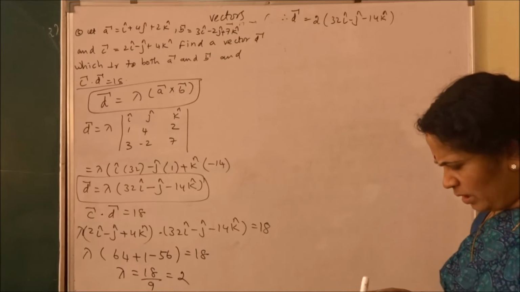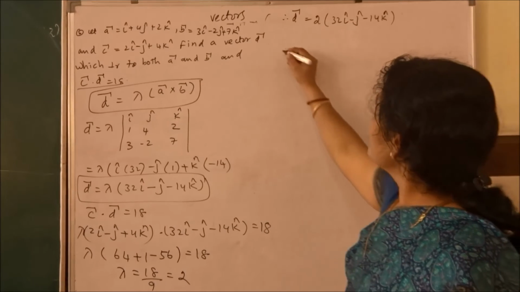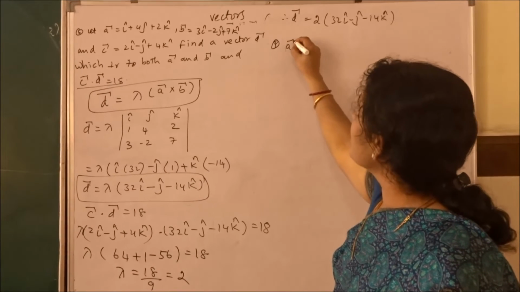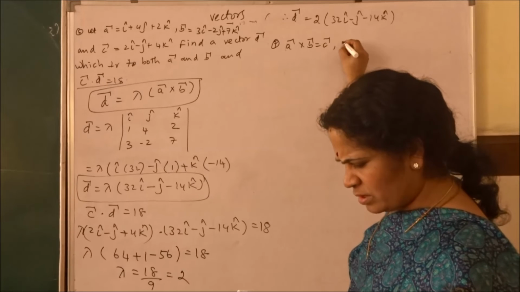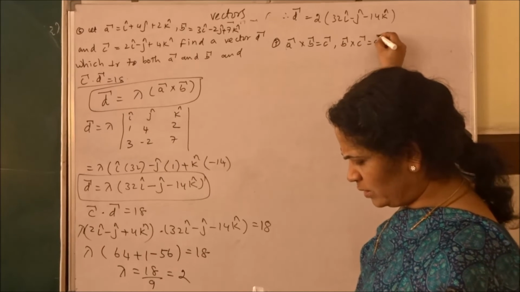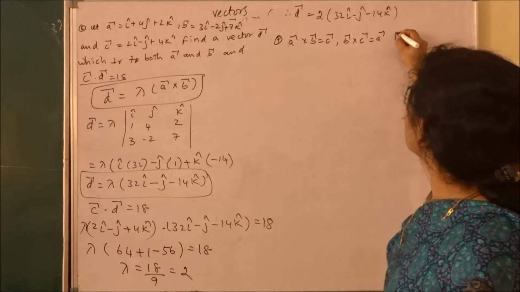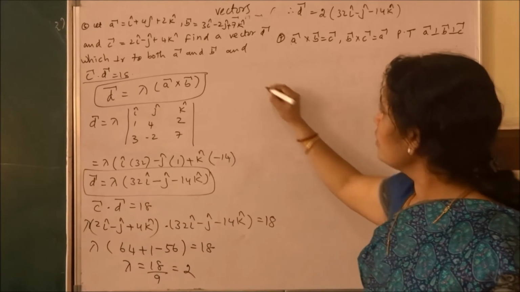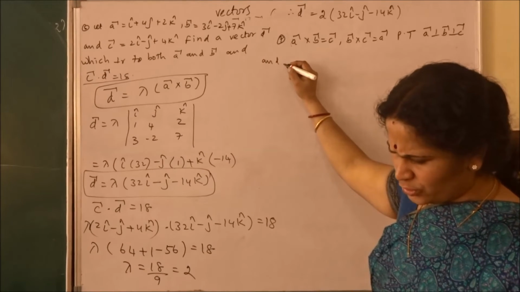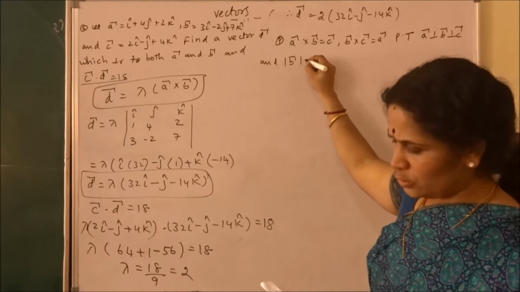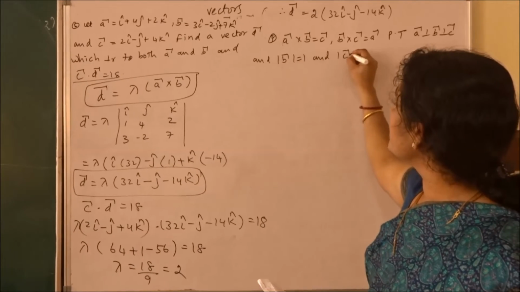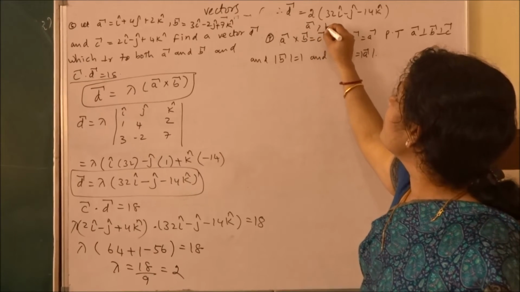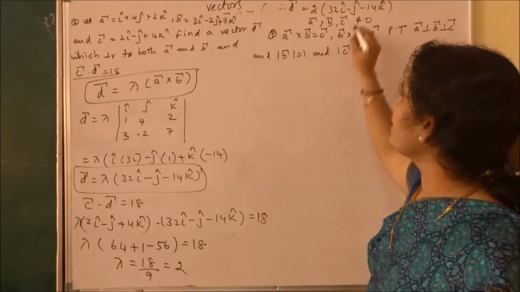Okay. Now next I am taking another question, that is question number 7. If A, B, C are three non-zero vectors such that A cross B equal to C vector and B cross C equal to A vector, prove that A vector is perpendicular to B vector, perpendicular to C vector, and another most important repeated question, magnitude of B vector equal to 1 and magnitude of C vector equal to magnitude of A vector. Clear? A vector, B vector and C vector are non-zero vectors.